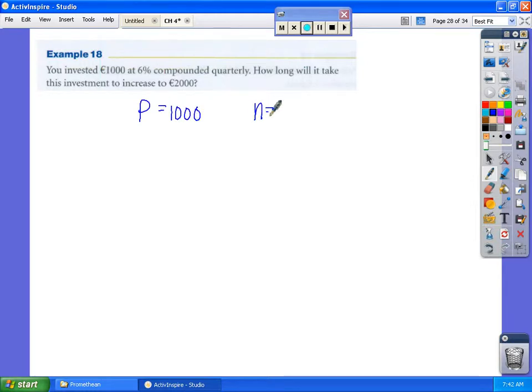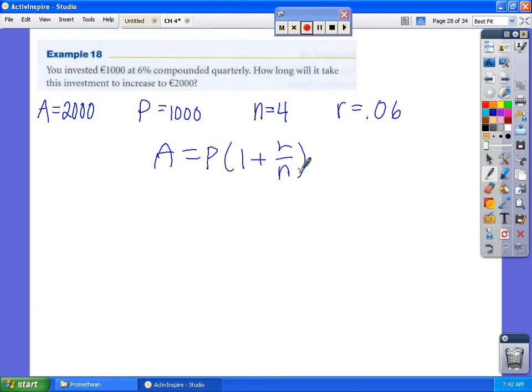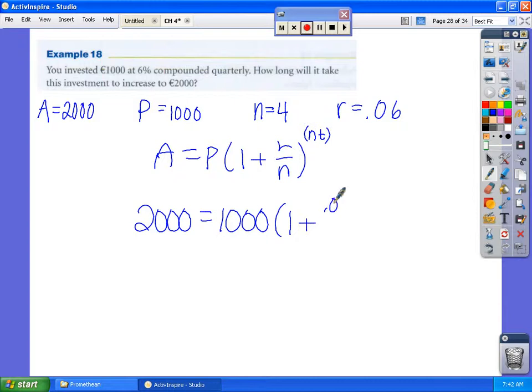You invested $1,000, compounded quarterly at 6%. How long will it take for the investment to reach $2,000? So, compounding quarterly, A is equal to P times (1 plus r over n) to the nt. So 2,000 is equal to 1,000 times (1 plus r, which is 0.06, divided by n, which is 4) to the 4t, because we want to know how long.